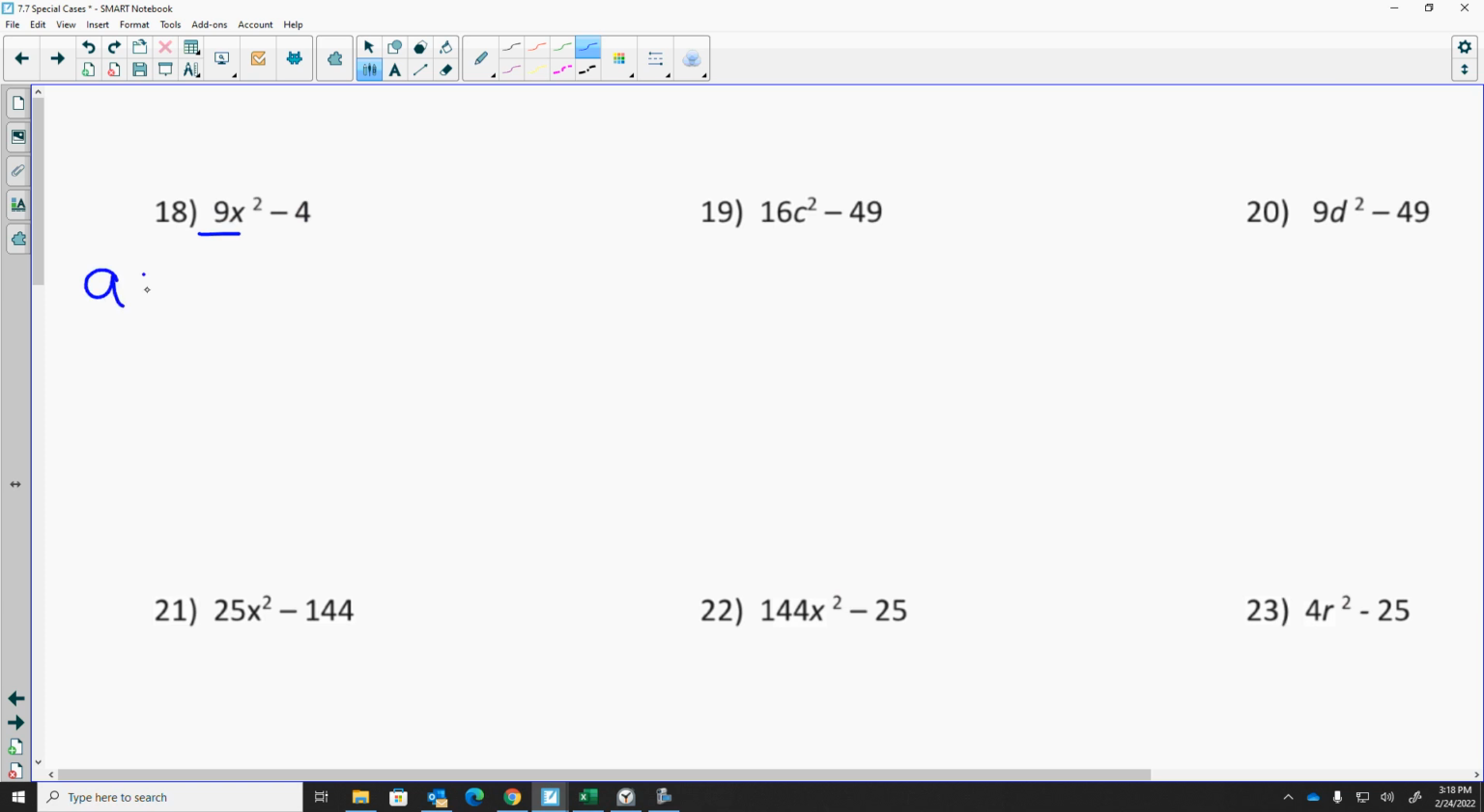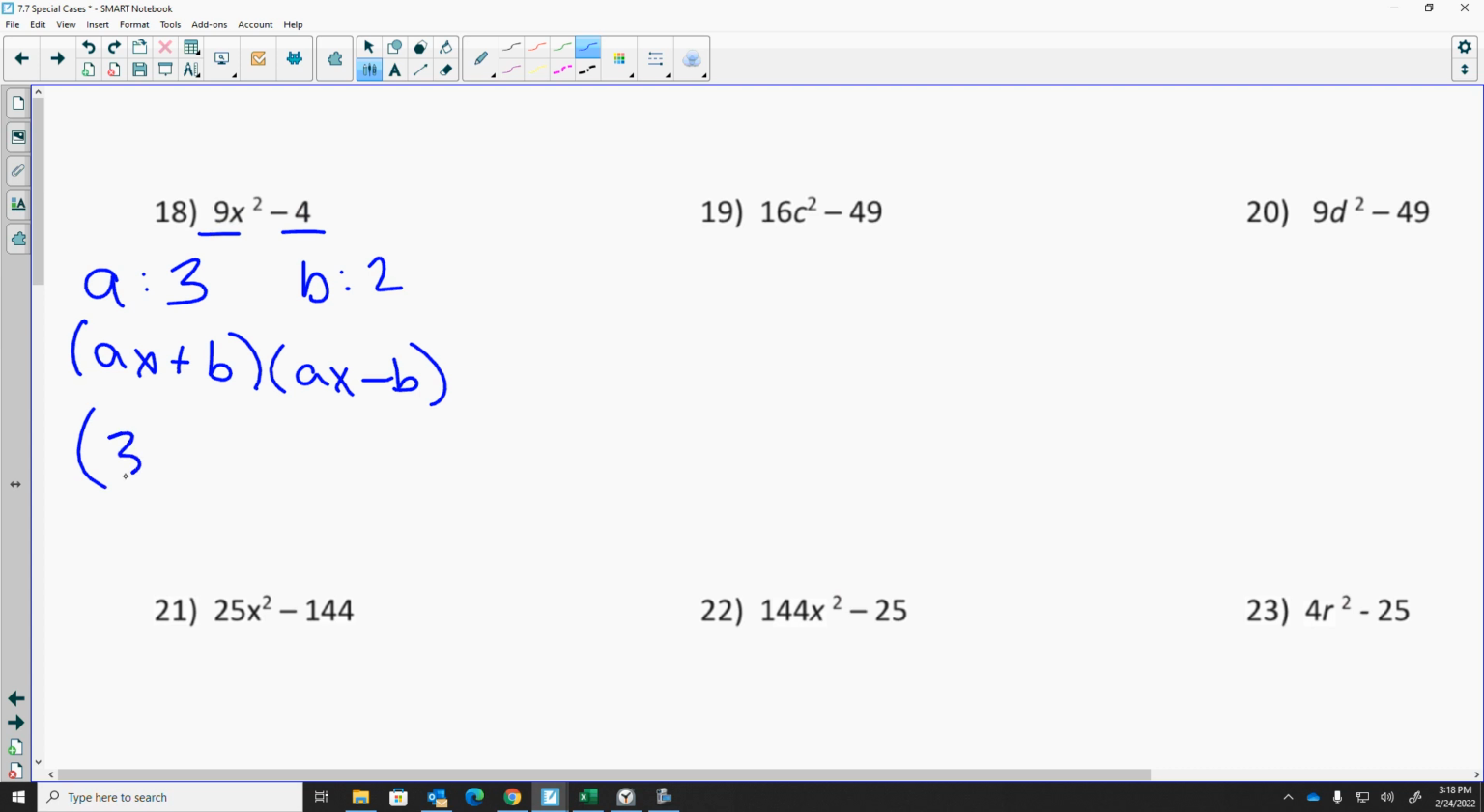What's the square root of 4? 2. So remember, the pattern is this. Ax, oops, I forgot to write b. Yep, so b is 2. So it's ax plus b, ax minus b. So instead of just x, it's just 3x plus 2, and 3x minus 2. And that's it.